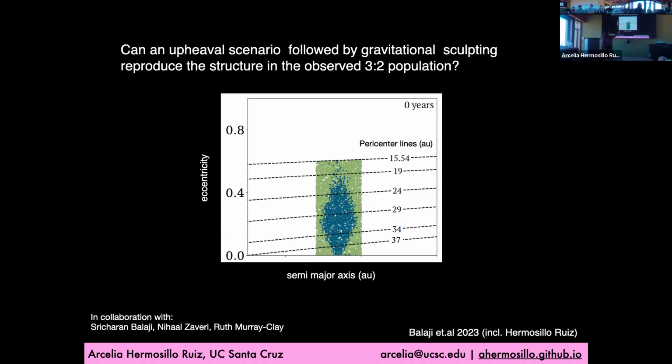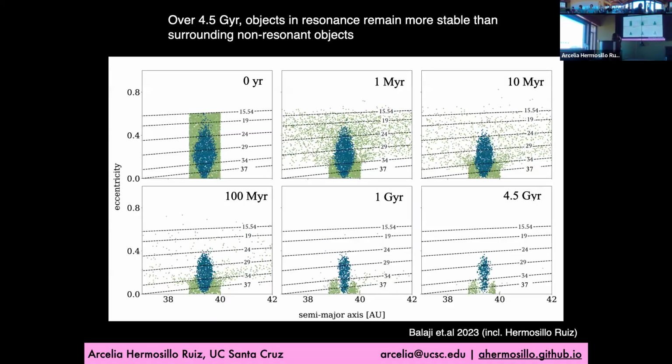So I'm going to be showing a lot of plots that look exactly like this, which is semi-major axis versus eccentricity. And what we want to know is, can an upheaval reproduce the structure of the 3 to 2 mean motion resonance? Remember I said that, yes, it had been shown that you can populate them, but an actual comparison for a specific resonance had not been done yet. And this is work that I did with some undergrads that I mentored a few years ago. You check which ones are in resonance, and those are the ones in blue. So you run that simulation for 4.5 billion years. And over time, you'll see that the green objects, yes?